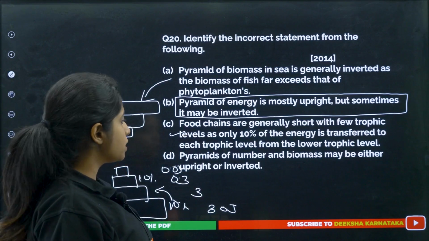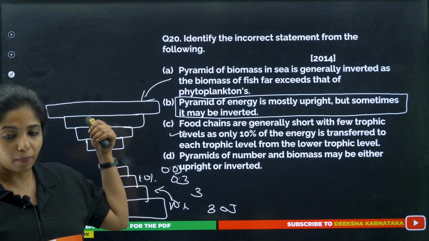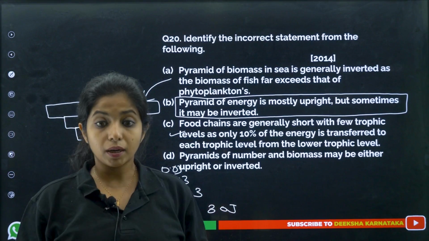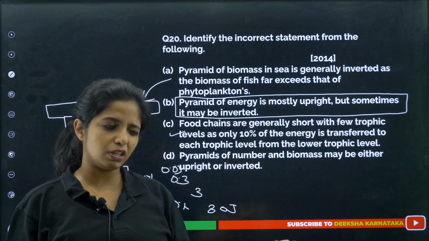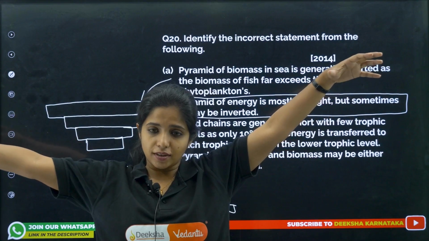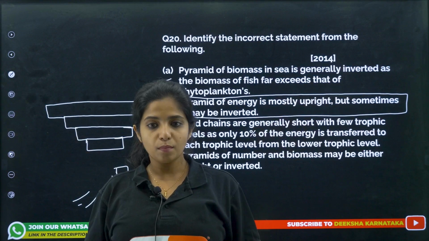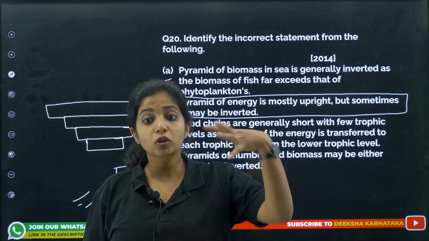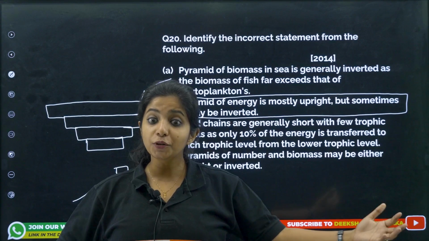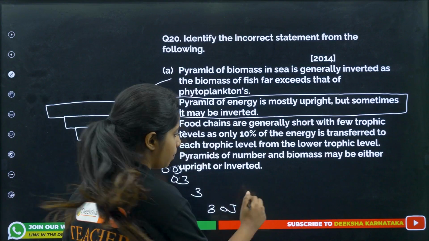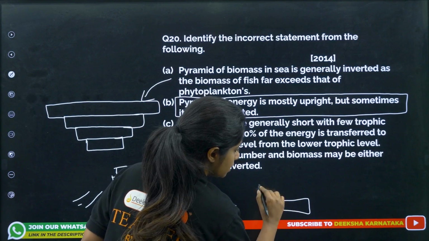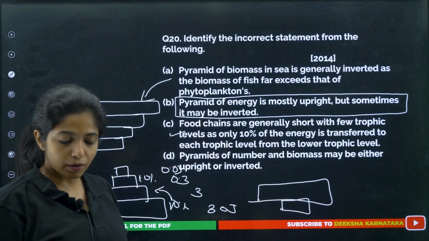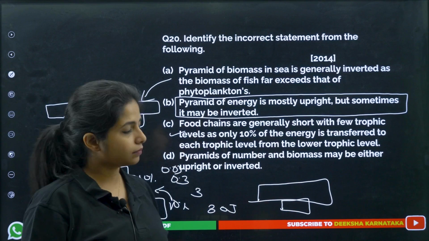Pyramids of number and biomass may either be upright or inverted. So you saw biomass. Now, in the case of number, things are also different. In a forest, there will be big giant plants. The number of them might be less. What about the birds on them? It will be way too much. So the number of plants is less, and birds would be too much. So in this case also it can be inverted. Pyramid of number can also be inverted.